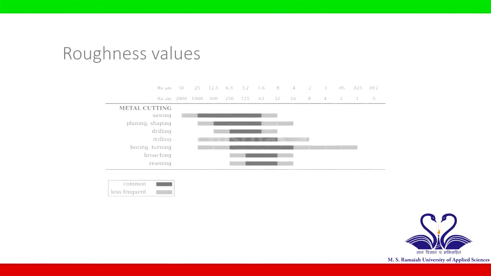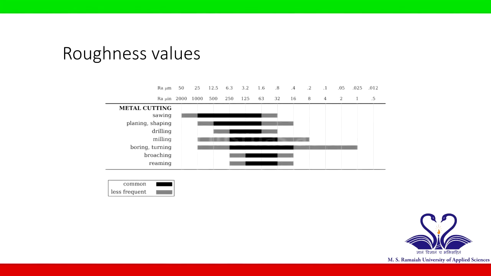Roughness value depends on the manufacturing process adopted. Here we can see the typical expected Ra value for different manufacturing processes. For example, milling operations will generally produce surfaces with an Ra between 0.8 to 6.3. This information is vital as the cutoff length and evaluation length depend on the expected Ra.